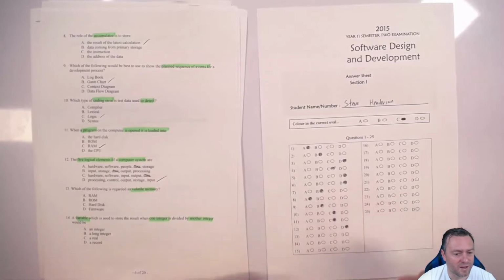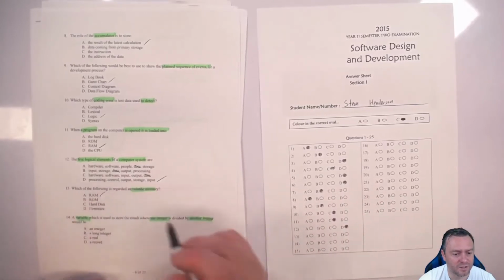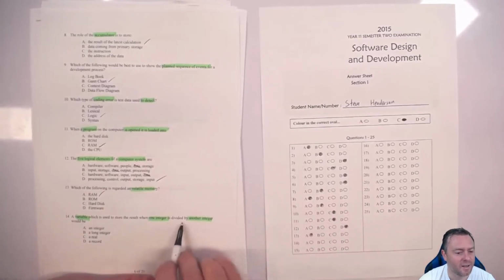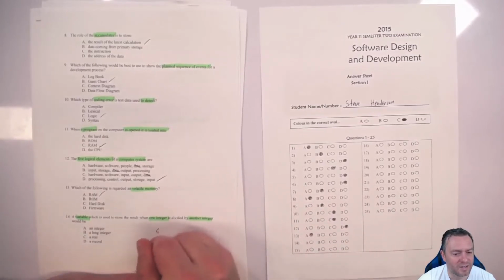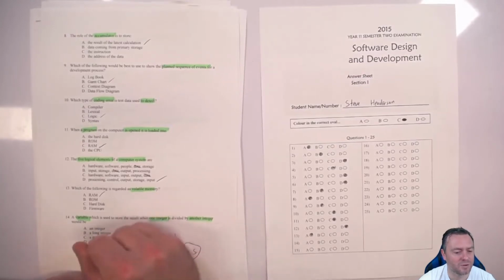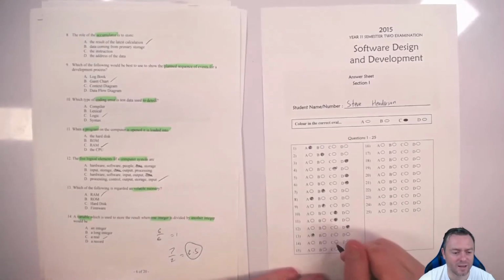Which of the following is regarded as volatile memory? So RAM, again, that's the same thing. So volatile means that it can change its state. A variable is stored as one integer divided by another. So I think I did 6 divided by 6, so that equals 1. But if you do 7 divided by 2, it gives you a real number or a floating point number. So it has to be C.